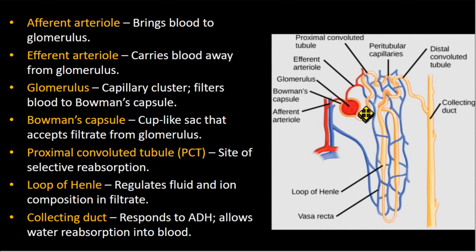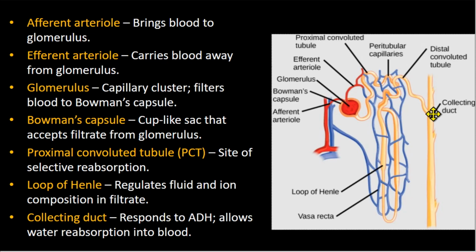Coming through here, we have the proximal convoluted tubule. This is the site of selective reabsorption. And then coming down here, we have the loop of Henle. We have the descending limb and we have the ascending limb. This is going to regulate fluid and ion composition in the filtrate. Coming down to the end here, we have the distal convoluted tubule and the collecting duct.